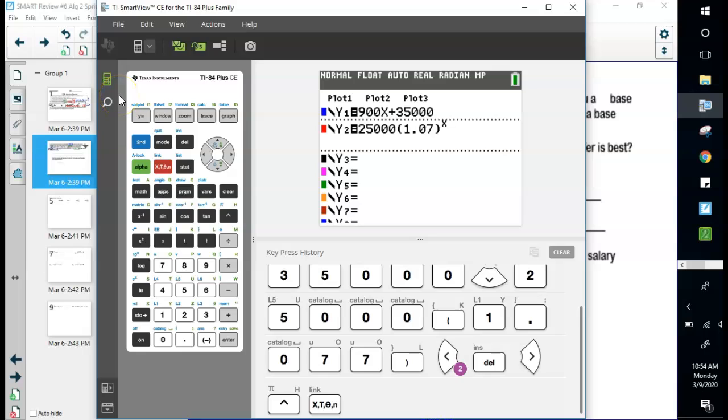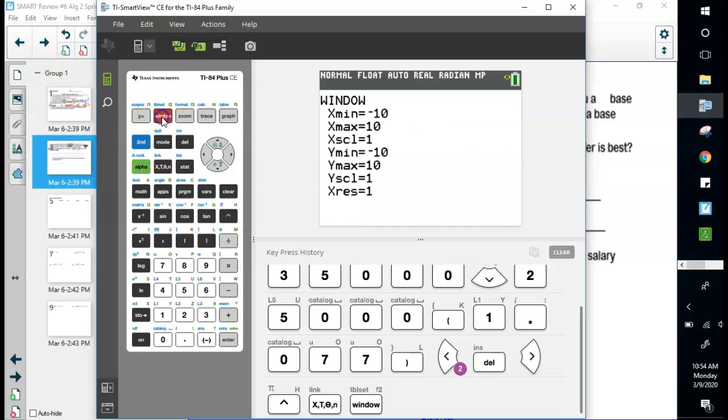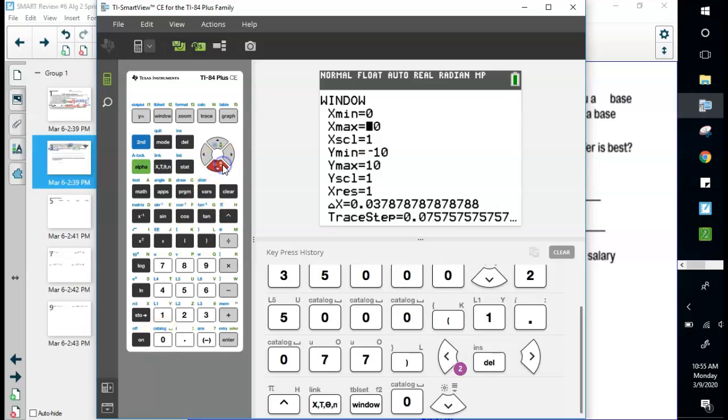So the first thing I'm going to show you is what the graph looks like. You don't have to do this step; we usually just go to our table. But when I go to my window, right now x represents time, and I don't care what happened 10 years before I graduated college and didn't start working. So I'm going to start at 0. And then as far as time goes, I'm going to go out into the future of this job. Maybe I'll go 15 years for now.